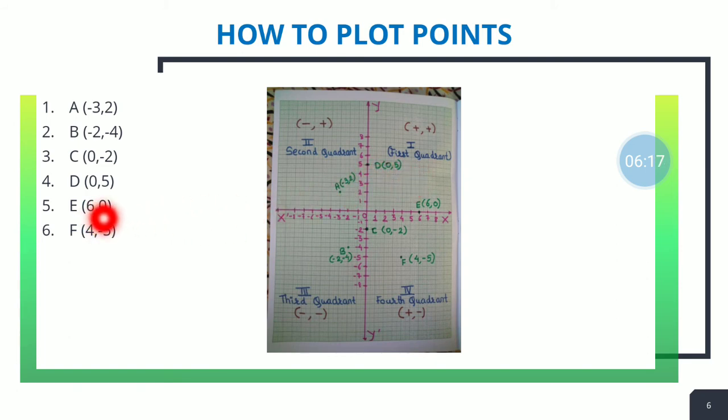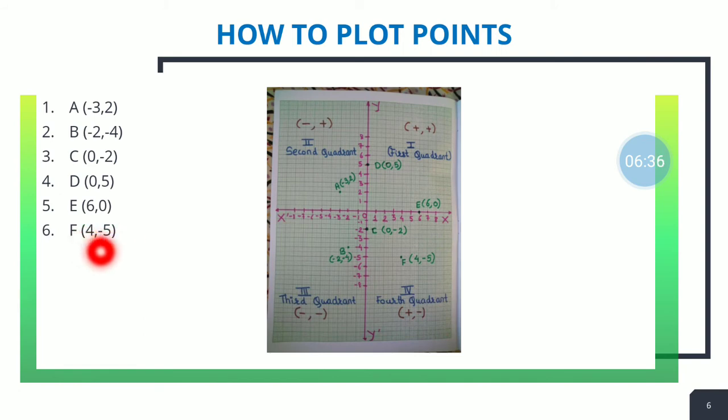The fifth point, E: 6 comma 0. Now I am at the origin, but x is 6, which is positive, so I have to move towards my right, positive 6 units, and y is 0, so the point lies over here, E: 6 comma 0.